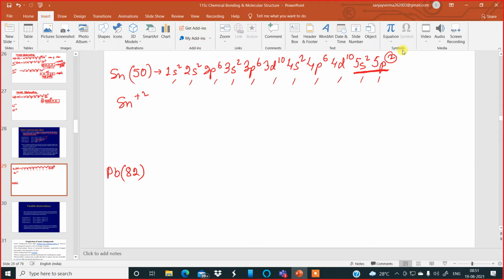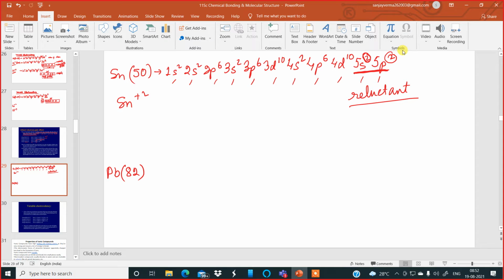Now here what happens is these 2 electrons present in the 5s subshell are reluctant to lose, reluctant to leave. They don't want to go away. And this effect is called the inert pair effect. This effect of the inner electrons being reluctant to lose or go away is called the inert pair effect. Are you getting it?